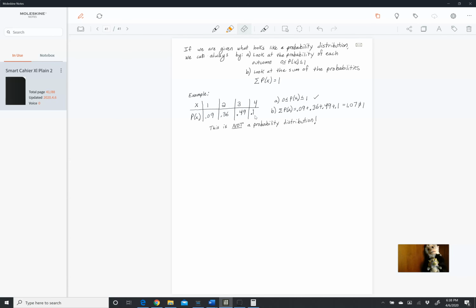So that's just what you would do if you're given a probability distribution and it's saying, okay, is it actually a probability distribution? Okay, so the last section of this is really the mean, the standard deviation, and the variance.